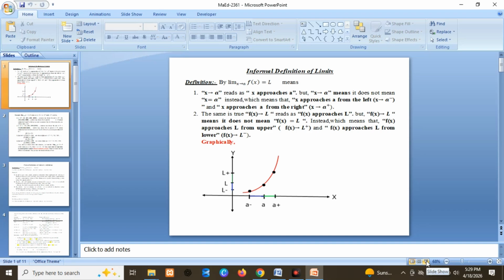Everybody, this is course code MaEd-2361, course title Calculus 2, which is given for second year first semester. It has 4 chapters. We'll start with the first chapter, which deals with the limit of a function and continuity.